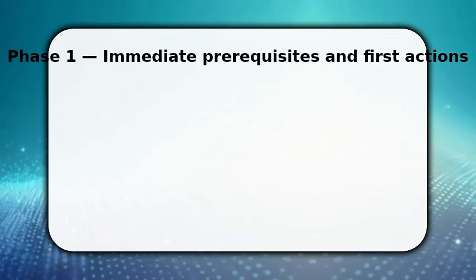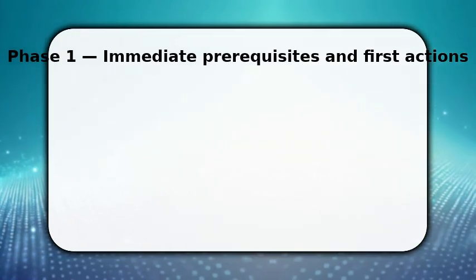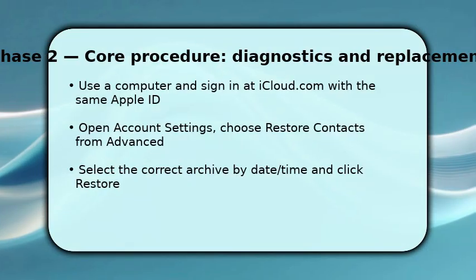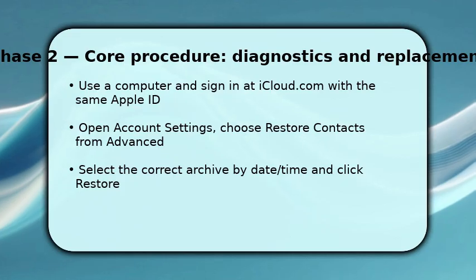Now, go to Settings, tap your name, then iCloud. Toggle contacts off then back on, only if you see duplicates or sync errors. You now move to iCloud.com on a computer, because the only way is to use the archive restore.